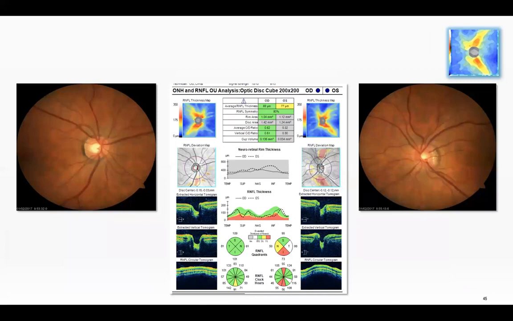This patient has both split and shifted RNFL, which is more prominent on the left eye. You see it's the split, and here it's the shift. You see the inferior of the left eye is shifted, and it's split for the superior RNFL.